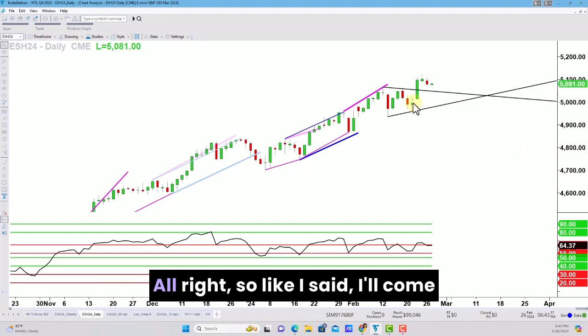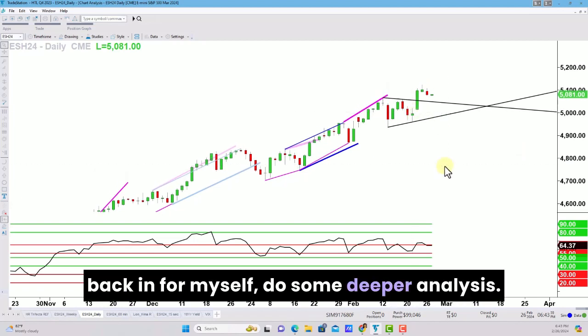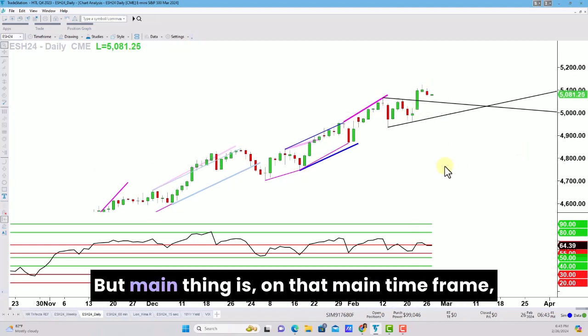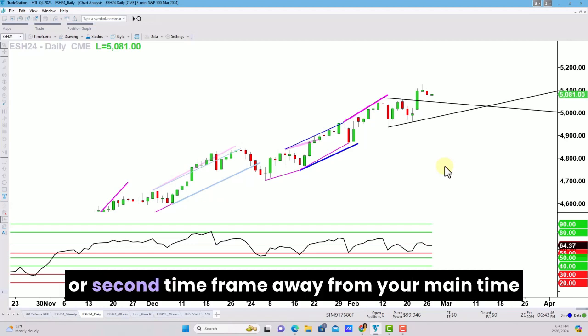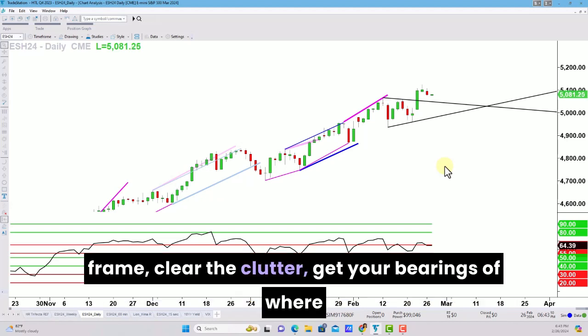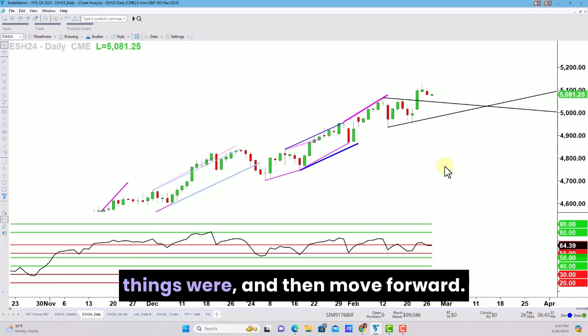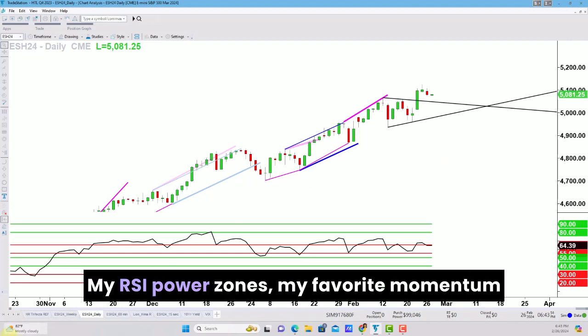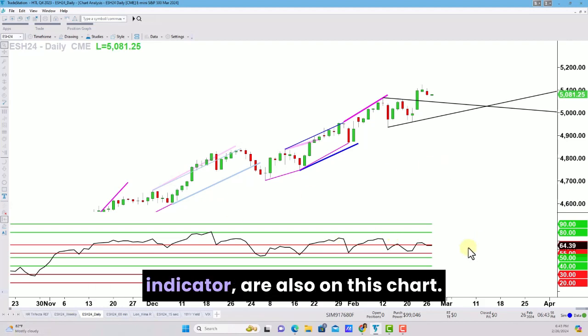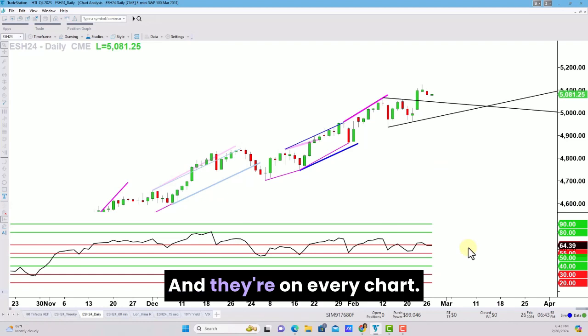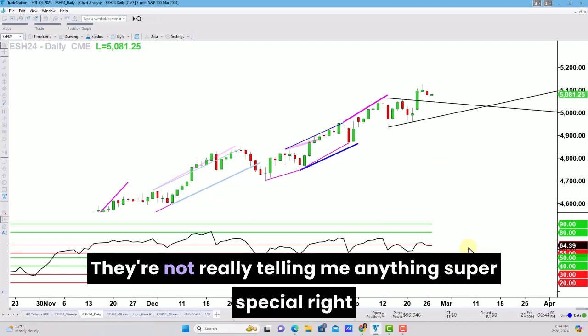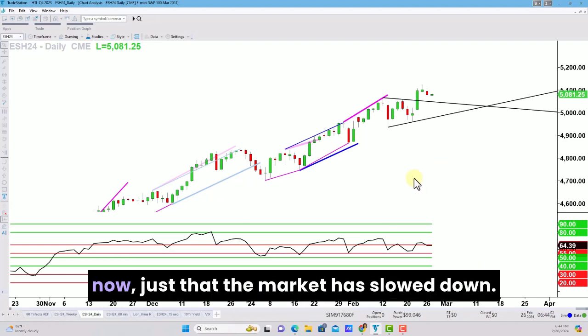All right. So like I said, I'll come back in and for myself, do some deeper analysis, but the main thing is on that main time frame or second time frame away from your main time frame, clear the clutter, get your bearings of where things were, and then move forward. My RSI power zones, my favorite momentum indicator, are also on this chart, and they're on every chart. They're not really telling me anything super special right now, just that the market has slowed down.